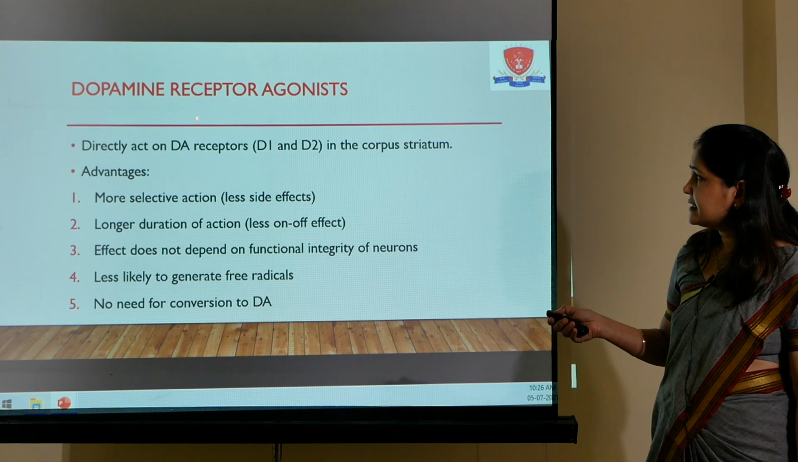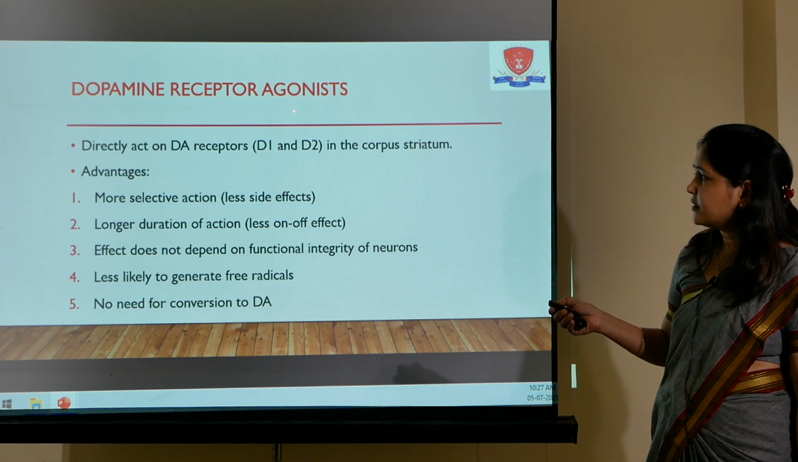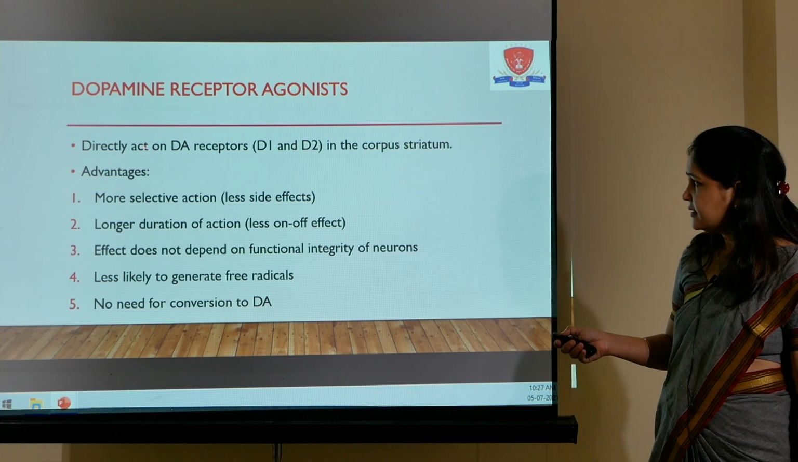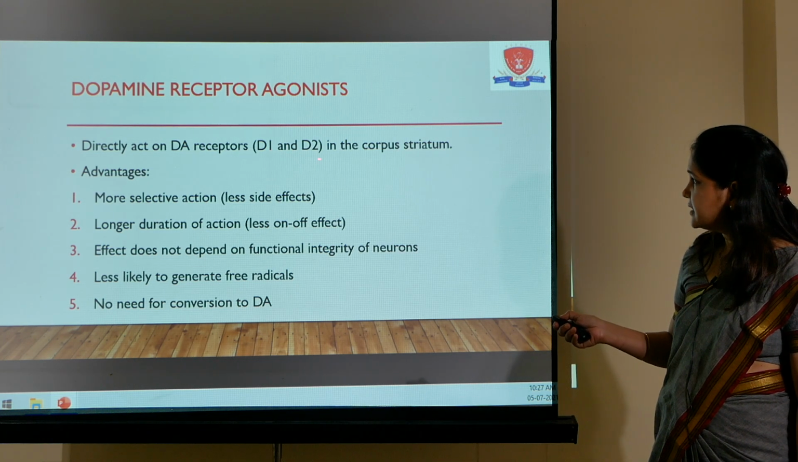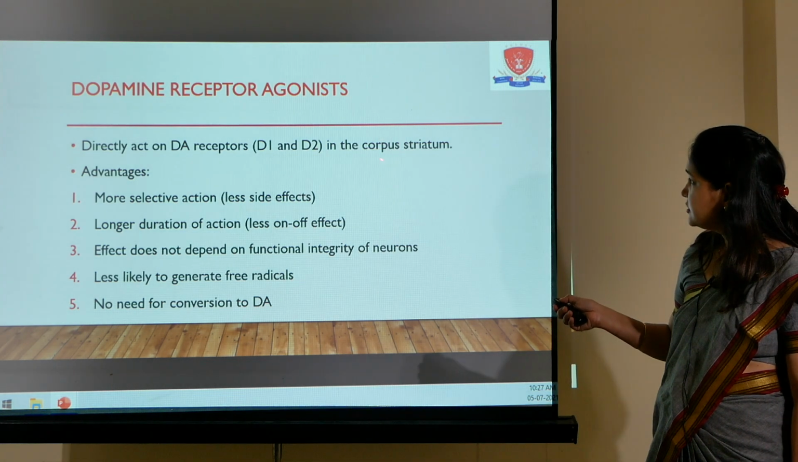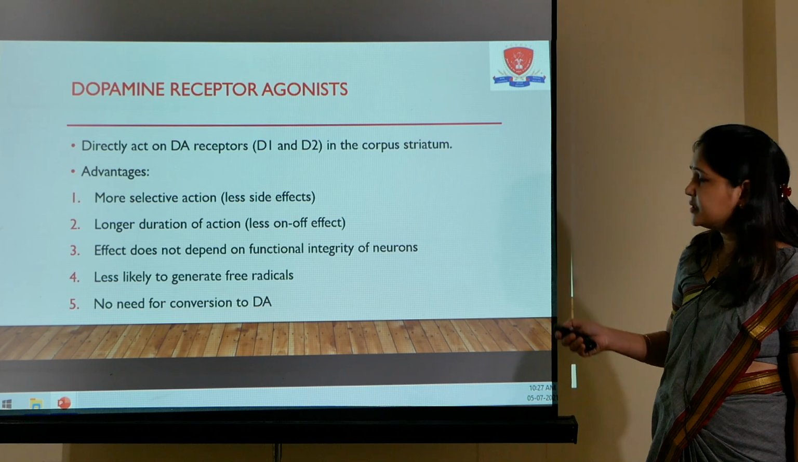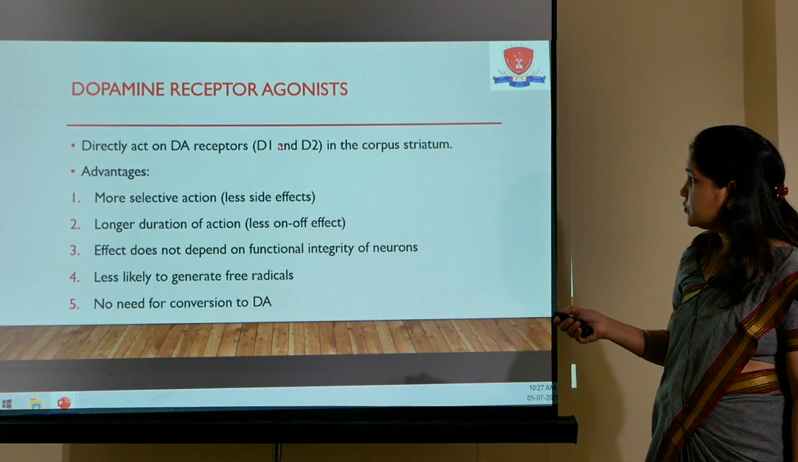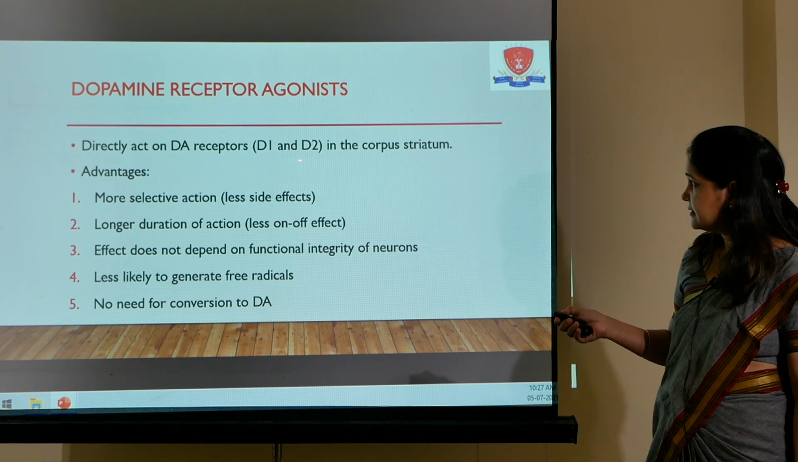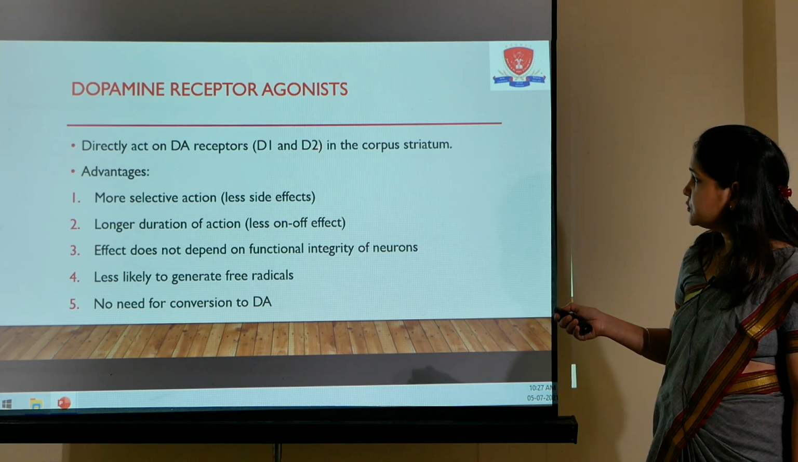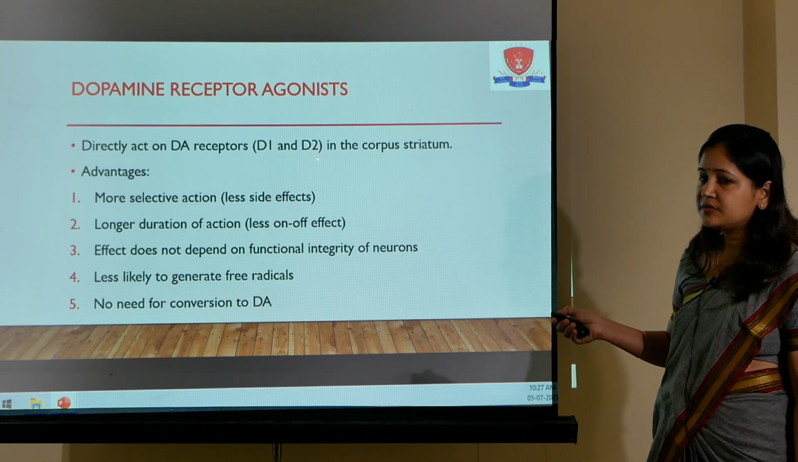Now another first line therapy is the dopamine receptor agonist. This is again a first line therapy in Parkinson's disease. They directly act on D1 and D2 receptors in the corpus striatum, where the neuronal degeneration of dopaminergic neurons is seen. There are two types of dopaminergic receptors, D1 and D2. D2 is inhibitory, D1 is excitatory. D1 and D5 are excitatory, and D2, D3 and D4 are inhibitory in nature.